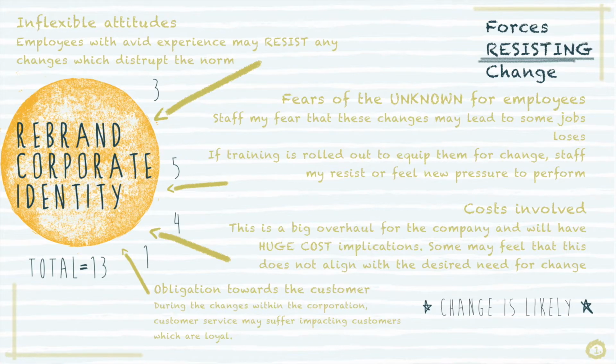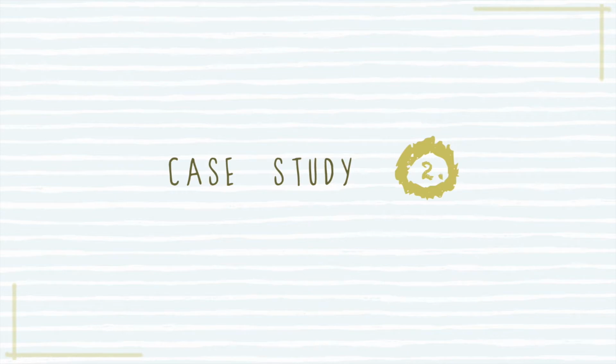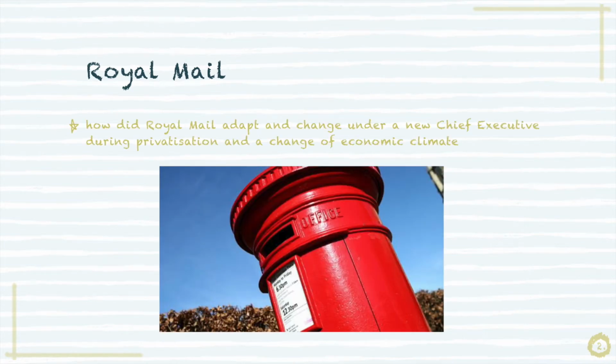Management can now think about how the forces for change can be strengthened to support the change and how to weaken the forces against change, to make the overall change a success. Another case study to look at could be that of Royal Mail. In 2010, Royal Mail came under new management, Chief Executive Moira Green. How did the organisation increase profit during a time of privatisation and a changing economic climate?